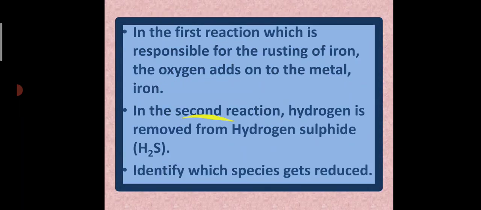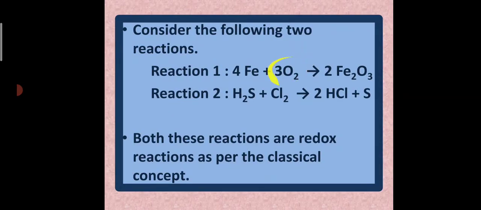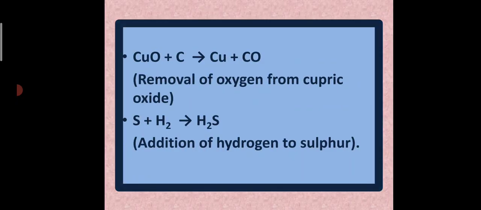Here in these reactions, only oxygen is added in one, and only hydrogen is removed in the other. So this is oxidation and this is reduction, but both take place at a time. Here CuO and C: from CuO, oxygen is getting removed and oxygen is added here. Removal of oxygen means reduction. What is happening to copper? It is reduction, removal of oxygen. We are adding oxygen to this carbon, so it is oxidation. So there is removal of oxygen from cupric oxide.